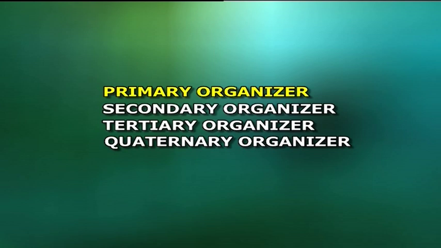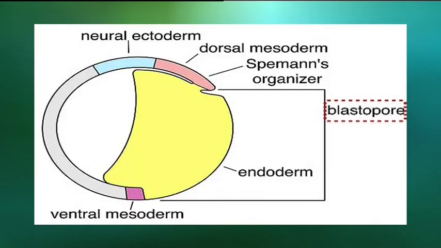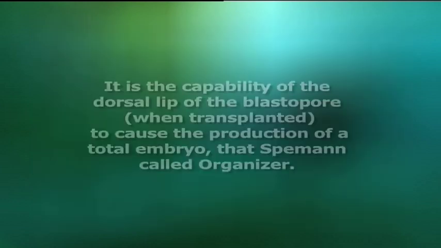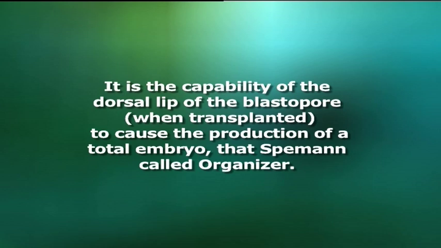Starting with the primary organizer. When Spemann transplanted portions, only the graft taken from the dorsal lip of the blastopore and the adjoining parts of the marginal zone were found to be able to induce. It is the capability of the dorsal lip of the blastopore, when transplanted, to cause the production of a total embryo that Spemann called the organizer.